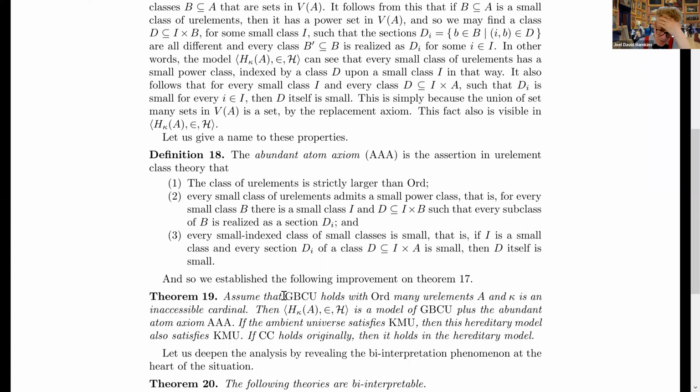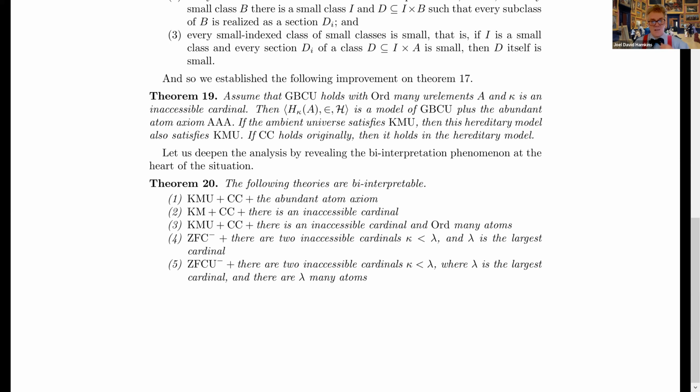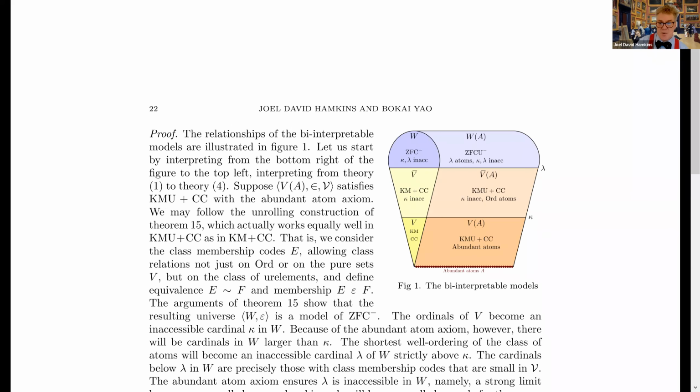So now, if you have GBCU with ord many atoms, then when you do that hereditary cutoff, you get the abundant atom axiom. That's a kind of typical way that the abundant atom axiom might hold. And then we get this by interpretation. If you have KM plus the abundant atom axiom, then when you do the unrolling construction, you're going to get two inaccessible cardinals. This kappa comes from the ordinals of the KM model, and the lambda comes from the order type of the urelements of the abundant atom axiom model. So the picture is like this.